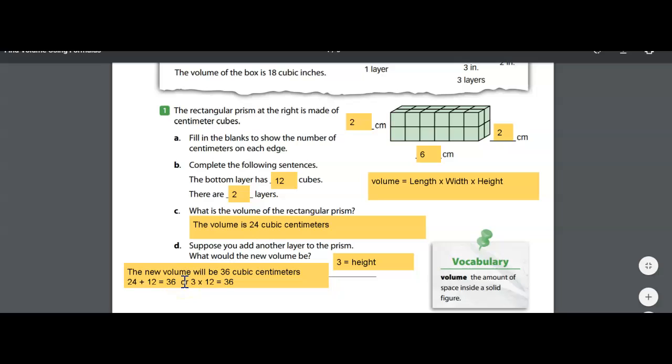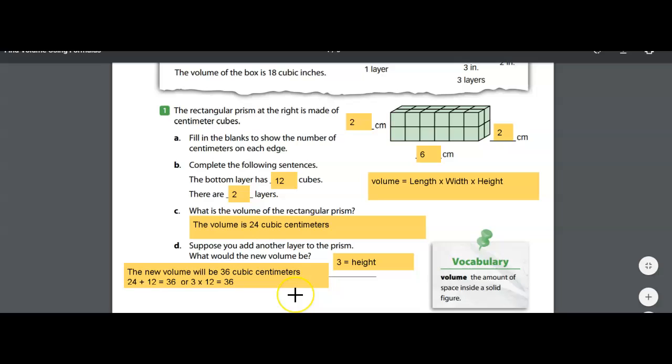Or I can simply multiply 3 times the area of my base. The area of my base will always be my length, 6, multiplied by my width, 2. 6 times 2 is 12. So I multiply 3, which is my new height. 3 times 12 will give me 36.